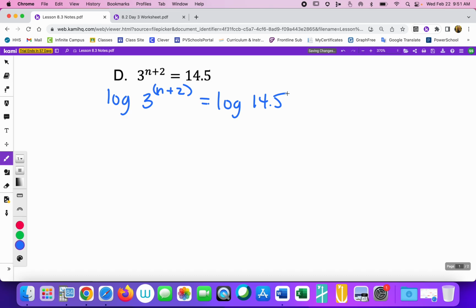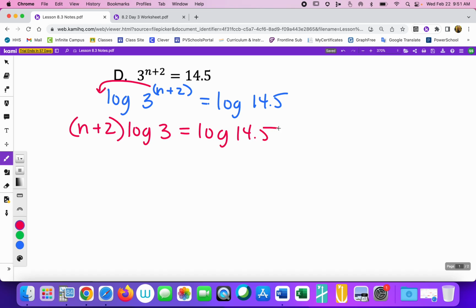Now what? Bring the exponent down in front. So it's going to be the same first two steps every time. Logs go in, exponents come down. Okay. So leave parentheses around it, because that is grouped together. So n plus 2 times log of 3 equals log of 14.5.